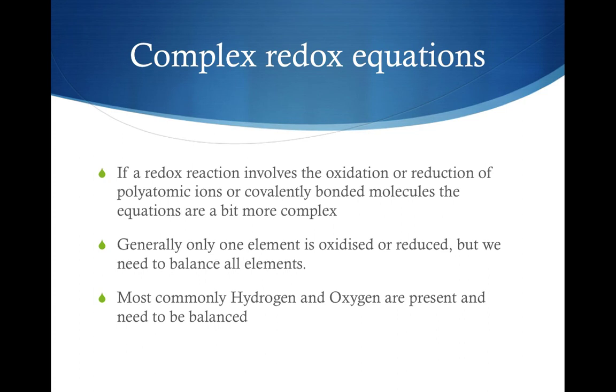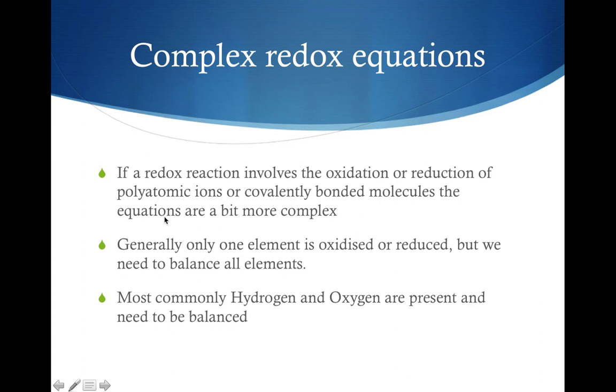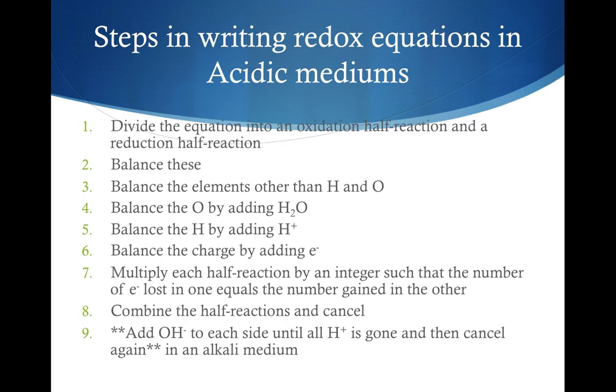Now sometimes we have nice simple equations like these ones here, in that we've just got one element on either side. Sometimes we have more complex ones. Most commonly that's because we've got hydrogen or oxygen present and we've got some polyatomic ions. Most of the time this is happening in an acidic solution, sometimes it happens in a basic solution, but normally it's acidic. The first thing we do, just as normal, is we make sure we have an oxidation and a reduction half reaction. And we balance what we've got there.